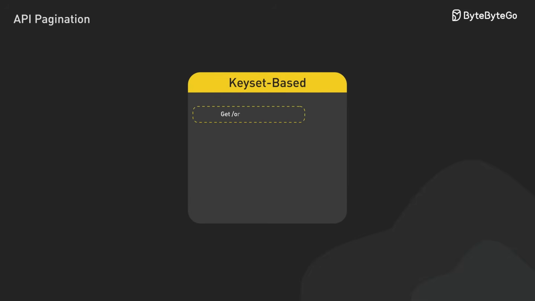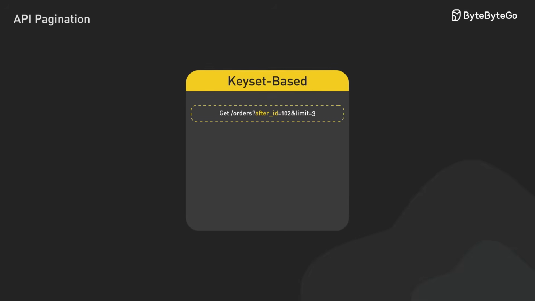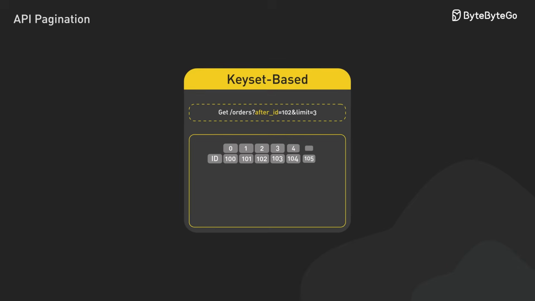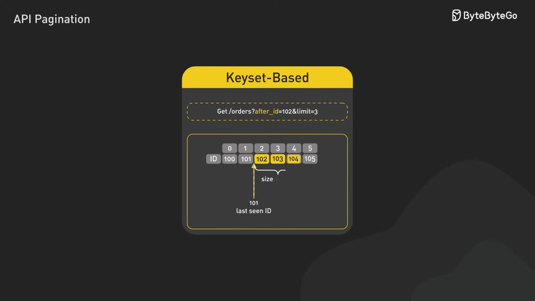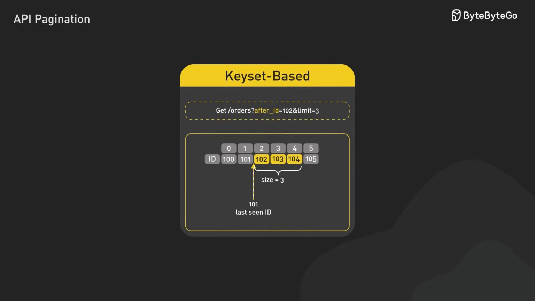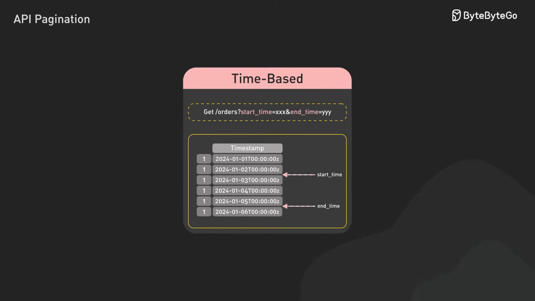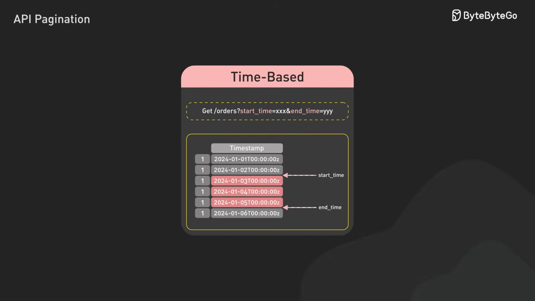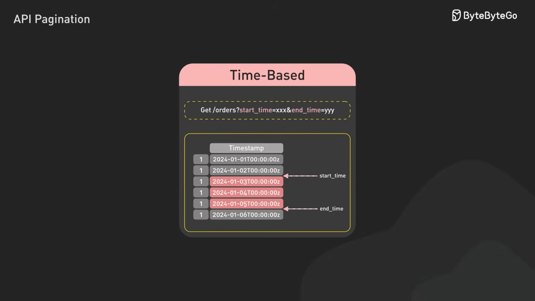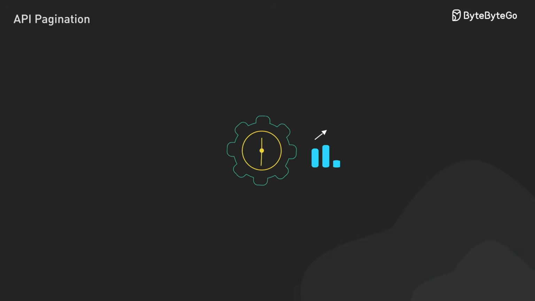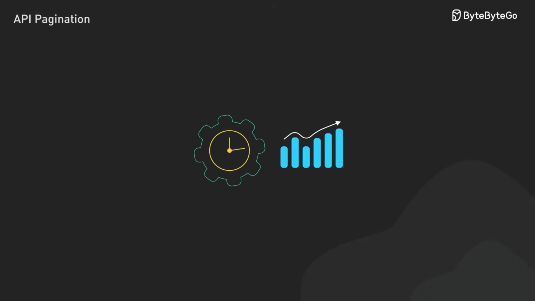Key-set pagination uses index keys, such as primary keys, to efficiently retrieve the next set of results by directly accessing rows without scanning all preceding ones. Time-based pagination uses timestamps as cursors to segment and retrieve records within specific time ranges. This approach is practical for applications dealing with time series data.